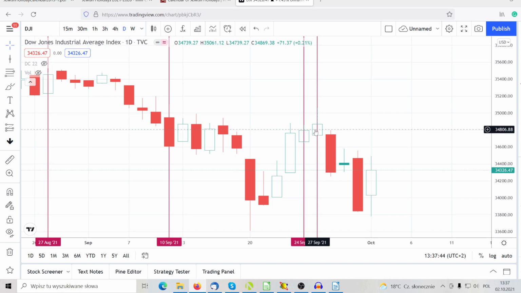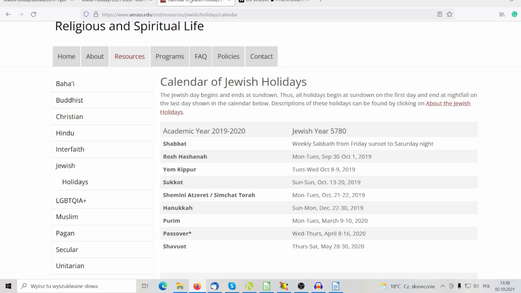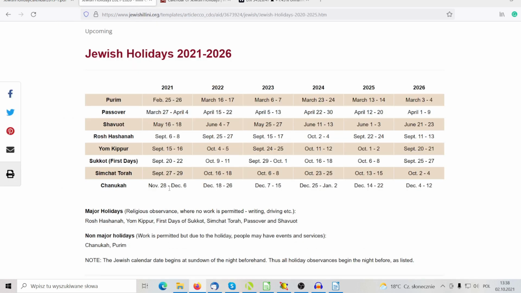Several years ago, I found a very interesting indicator which helps me filter some of my calculated dates. Have a look at the Jewish holiday calendar for 2021. It is very interesting. We see some dates here. The calculated Dow Jones reversal was September 24th, which, as I told you, fell on Friday. But the Jewish calendar shows that in September, sorry, it's not this one, it's 21-26, over here.